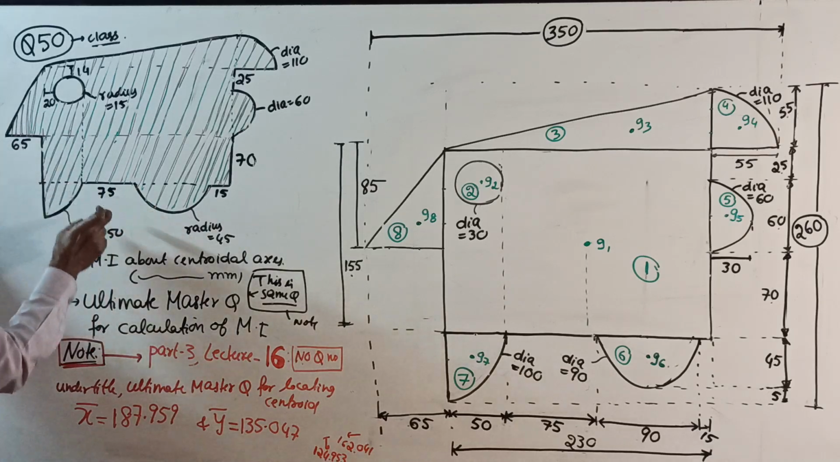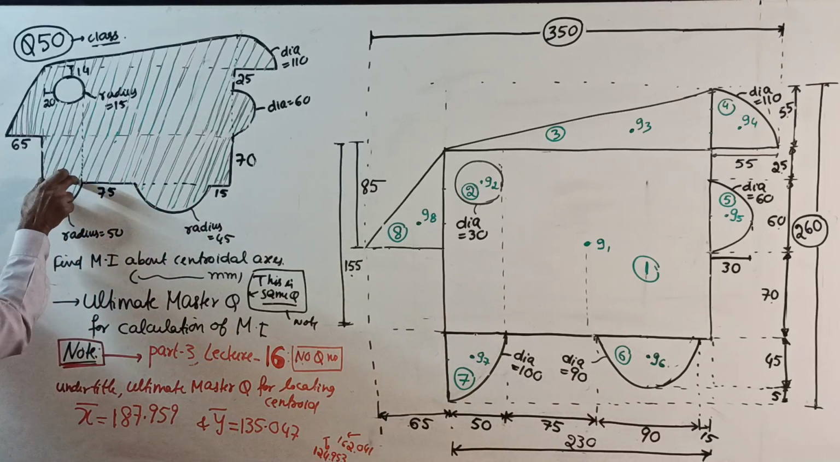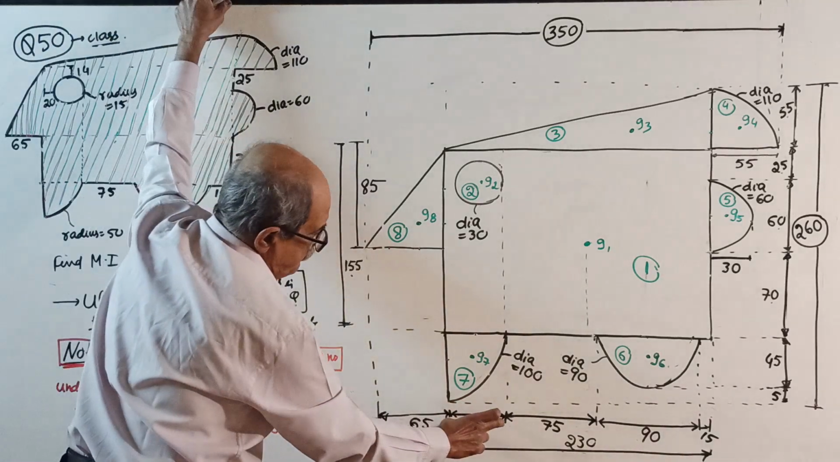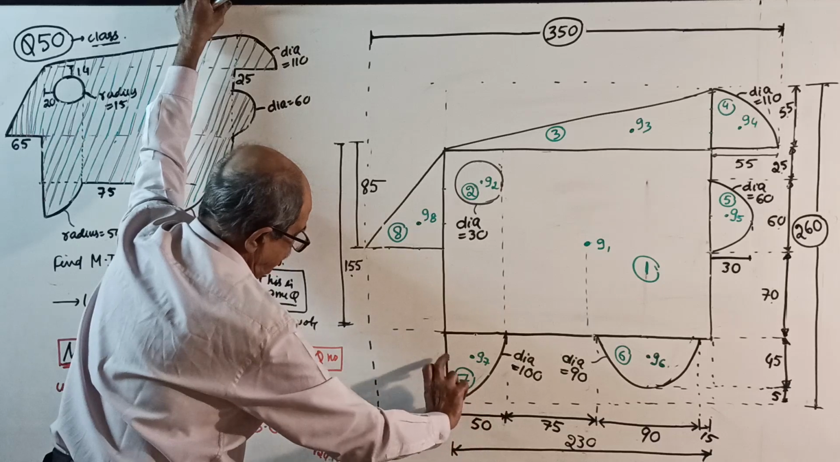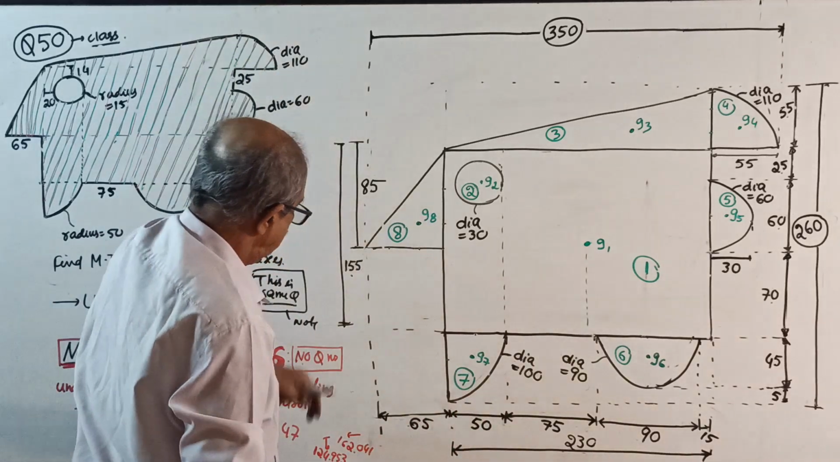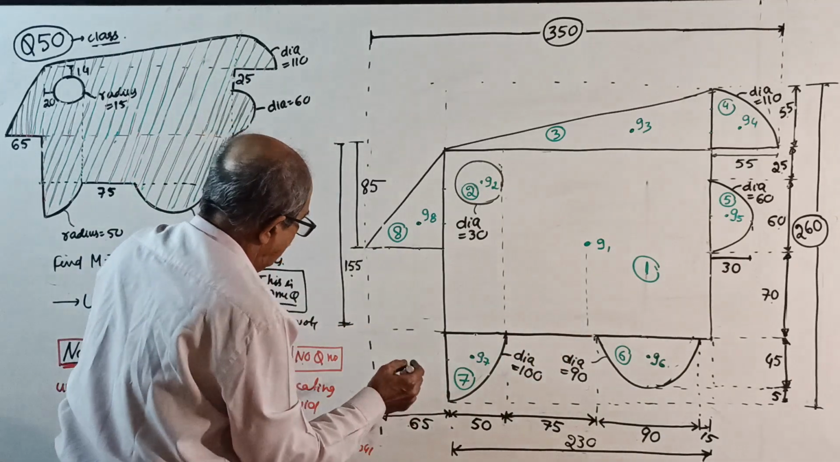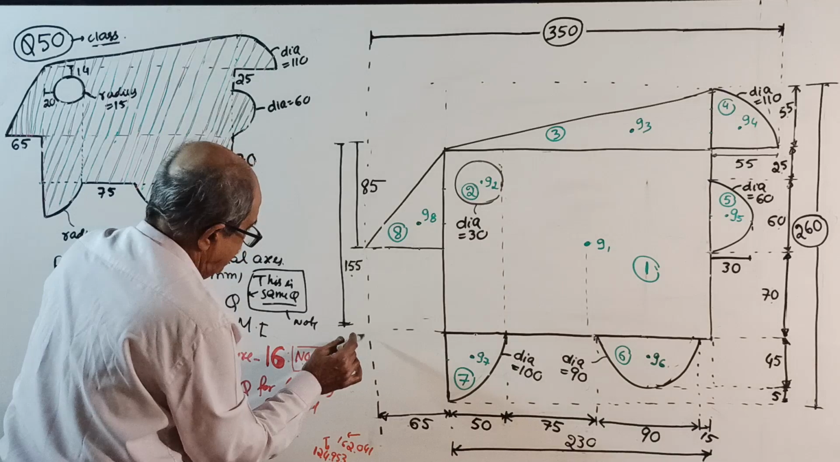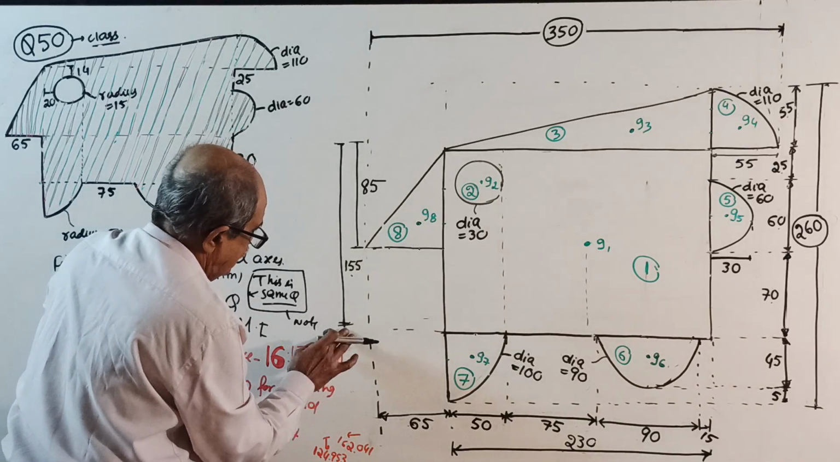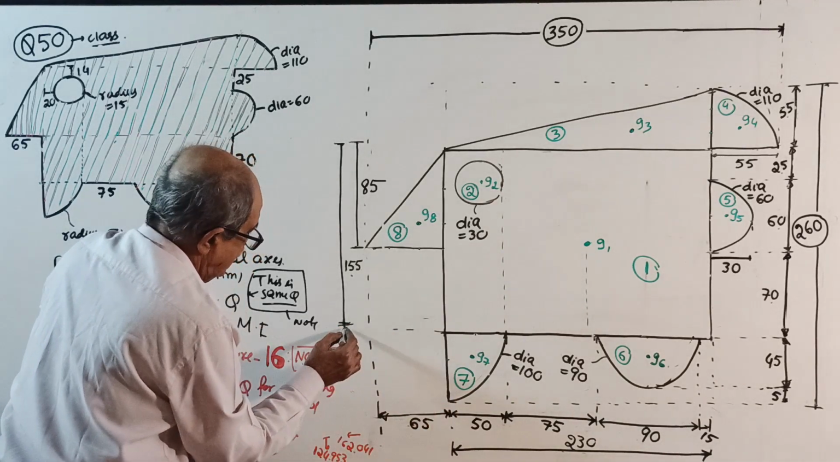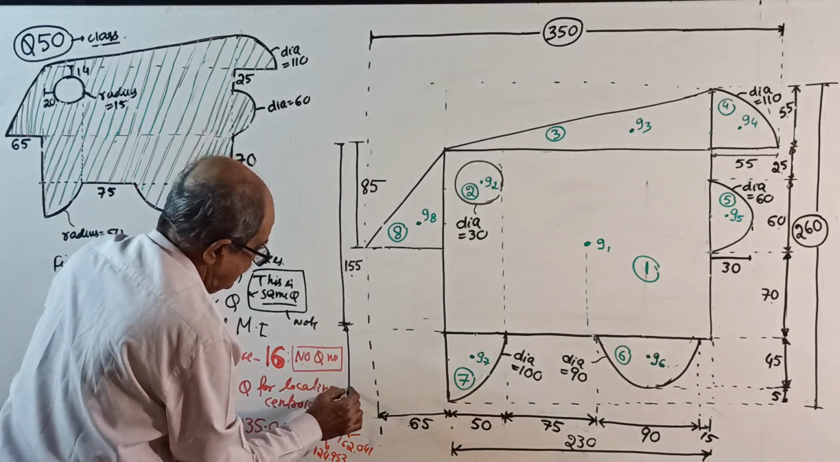This radius is 50, 50. See here, this is 50. Where did I write 50? I have not written 50, only 45 there. I write 50 here. No problem, this is 50. Where else should I write that 50 also? Up to here.